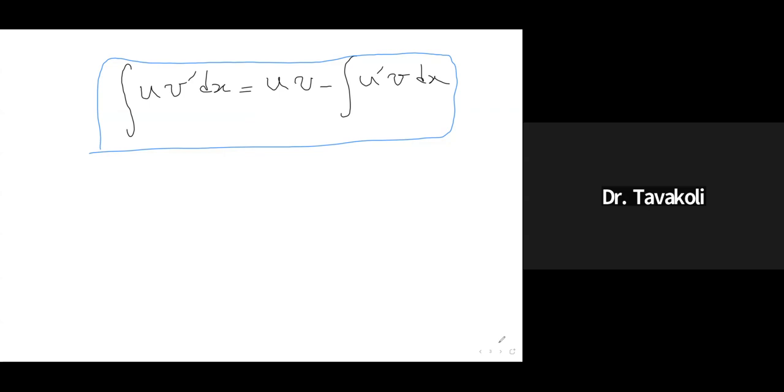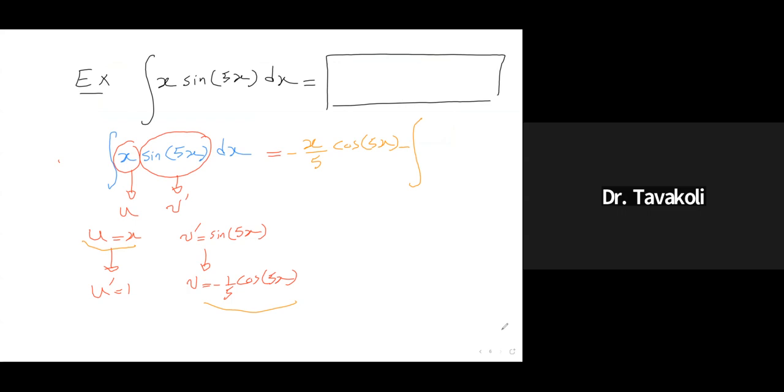So here, the integral of u prime v. This is u prime, which is 1, and this is v. So 1 times minus 1/5 cosine of 5x dx. Minus 1/5 has been multiplied by cosine of 5x. It's a constant, can be pulled out of the integral. So what do we get here?